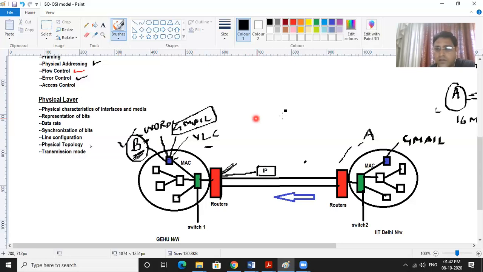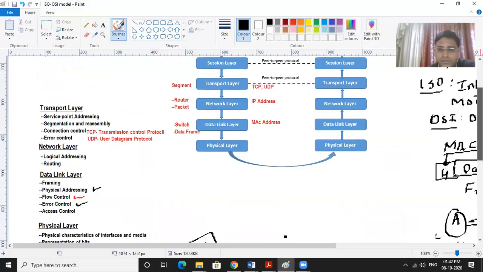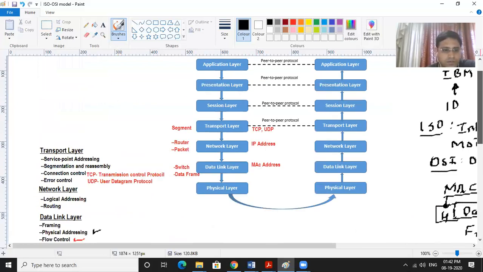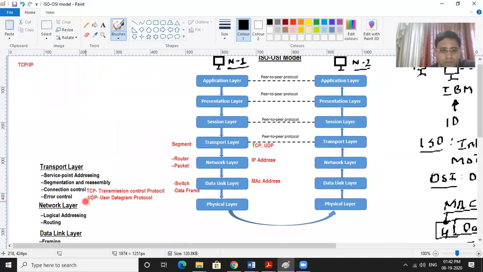Getting the point? So this is what we have discussed today: the transport layer and the network layer, and their functionalities. We know what the packet names are, what protocols they use, and which devices they use. So I think this is enough for today.